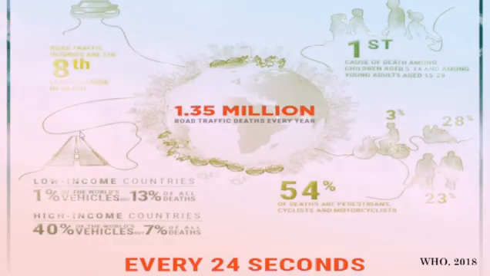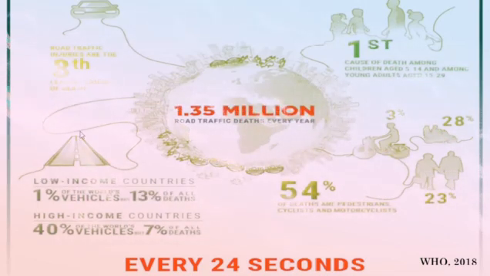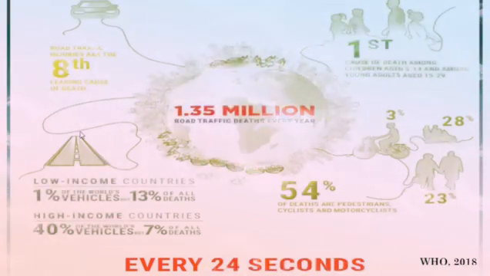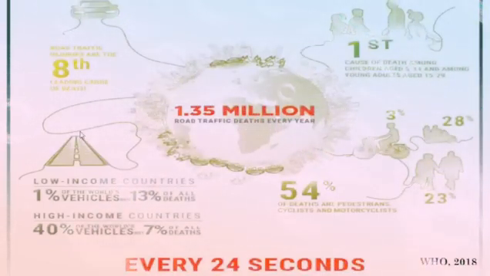For every 24 seconds someone dies on the road. 1.35 million road traffic deaths occur every year. Low income countries have 1% of the world's vehicles and 13% of all deaths. High income countries have 7% of deaths and 40% of the world's vehicles. The first cause of death among children aged 14 and among young adults aged 15 is death by accidents, by vehicle accidents.